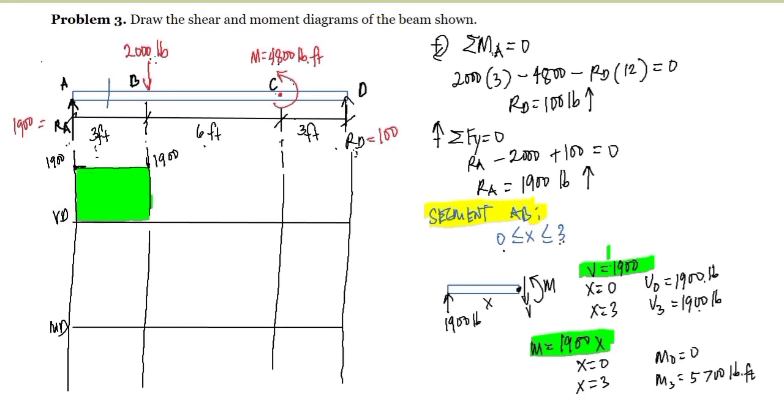For the moment, at x equal to 0, the moment is 0. And at x equal to 3, the moment is equal to 5,700 pound-foot. So here we have 5,700. This is the equation of a line, so this is a linear equation, and this is our moment diagram for the segment AB.